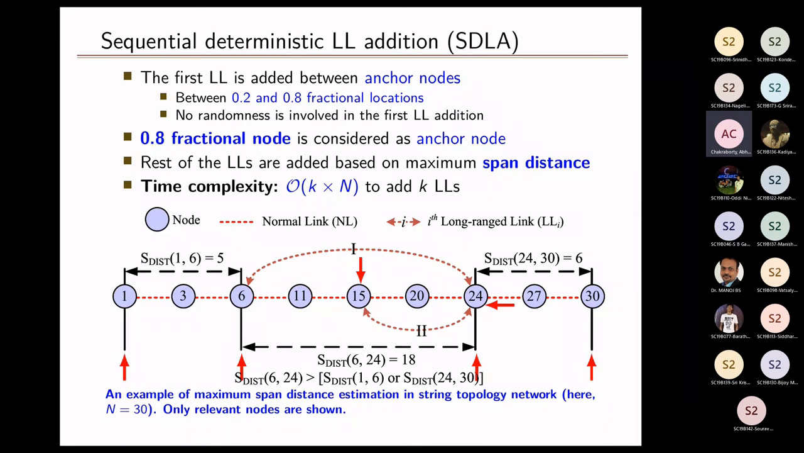Now again it will start calculating from the first. For each iteration it will identify the span distance, and with the highest span distance it will divide it into half and add that half node, identified as the half of that particular span distance. It will be connected to the 0.8n node. So it is very efficient. For k links added, it is only k times n order of complexity.